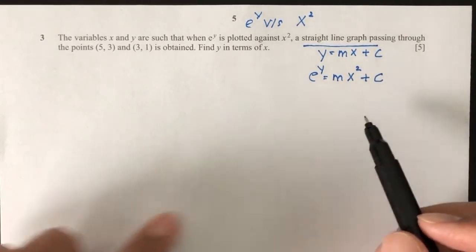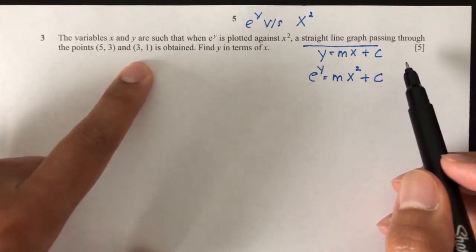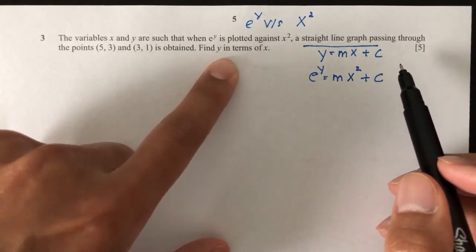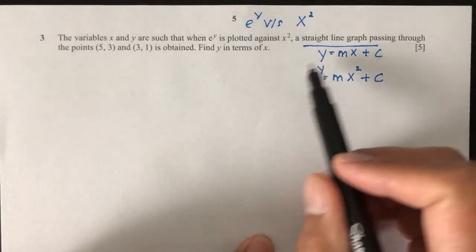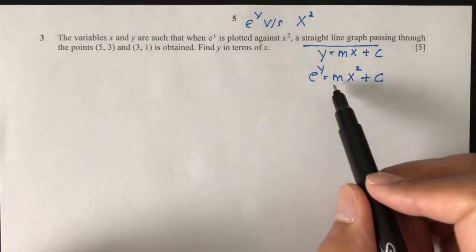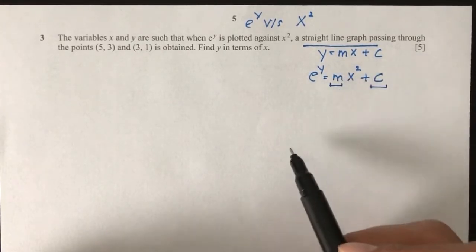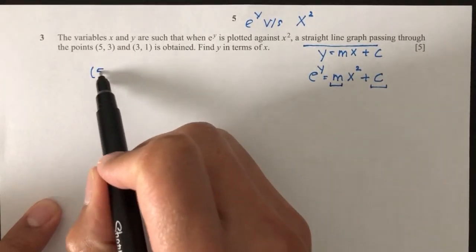That's the first part. Now it passes through the points 5, 3 and 3, 1, and we have to find y in terms of x. So we have to find this equation and express y in terms of x. So let's first find this value. What is m and what is c? M is a gradient. So how do you find gradient? As we know, we have 2 points.